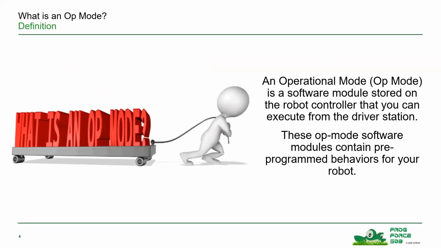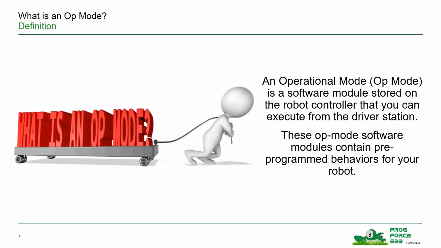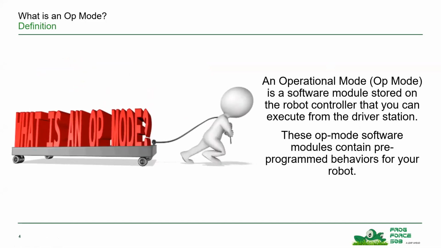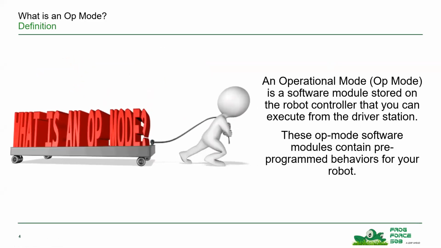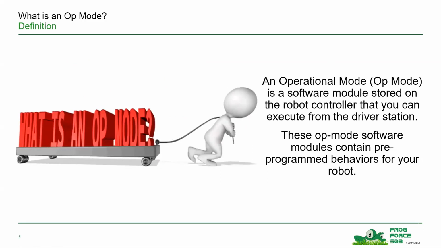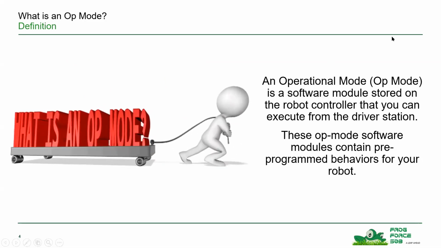So what is an op mode? An op mode is a software module. Each one of your programs is going to be called an op mode, whether that be autonomous or teleop, where one is human controlled and the robot does the other by itself. We're going to write all of our code in what's called a class, but in FTC terms, we're going to call it an op mode. We'll have one file that stores all the code for that specific program.